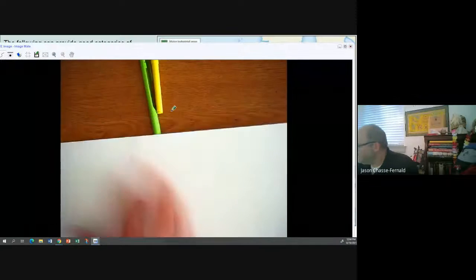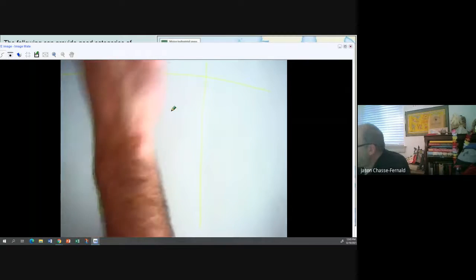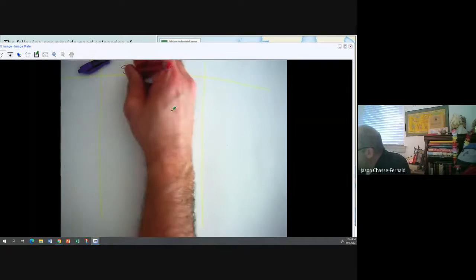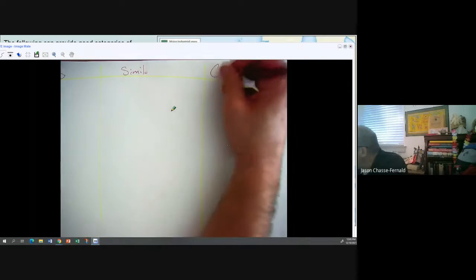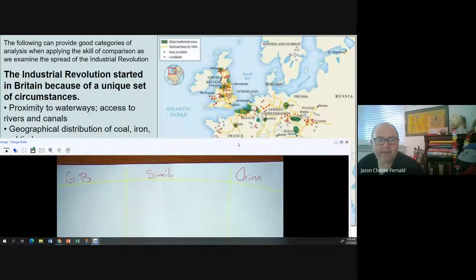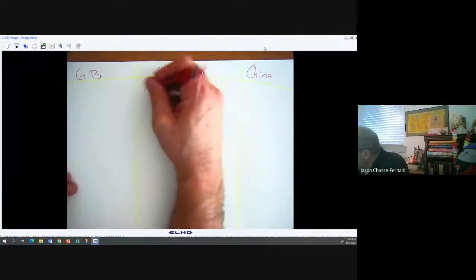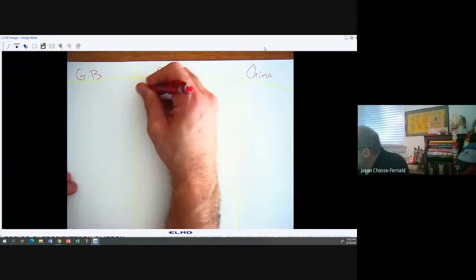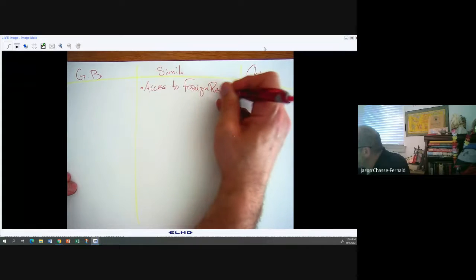All right. So once again, let's create our little T-chart. And we're doing similarities. We're doing Great Britain, and we're doing China. Okay. And so where were we just at? It was access to foreign resources.